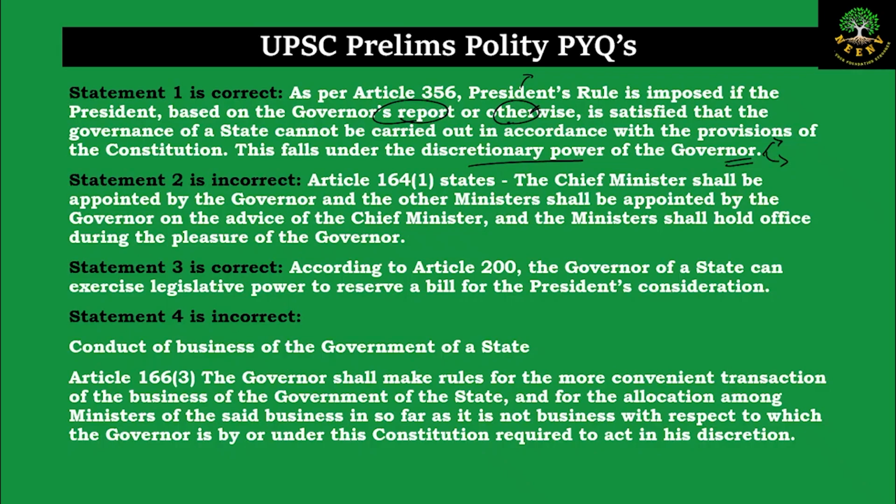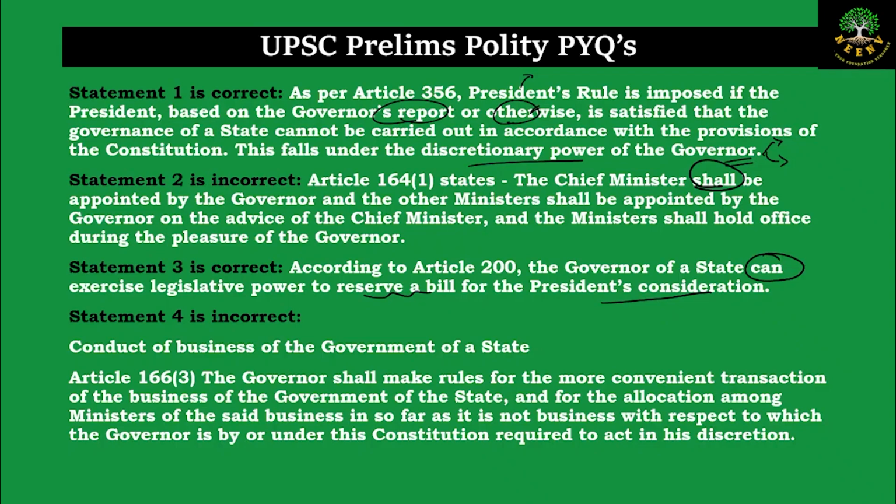Statement 2 was incorrect because the Chief Minister shall be appointed by the governor and the other ministers shall be appointed by the governor on the aid and advice of the Chief Minister, and the ministers shall hold office during the pleasure of the governor. So here, because the word shall is there, it becomes an obligation on the governor. And statement 3 is correct because in Article 200 specifically, the governor of a state can exercise the legislative power to reserve a bill for the President's consideration. So here observe the word can. So here he has a choice. He can or he may not.